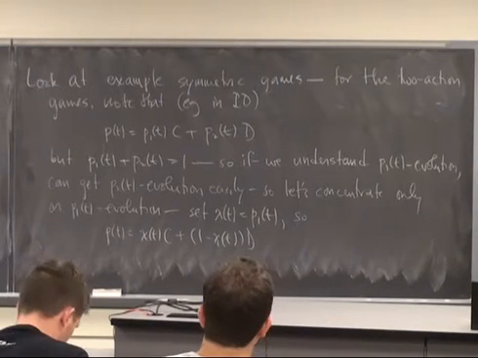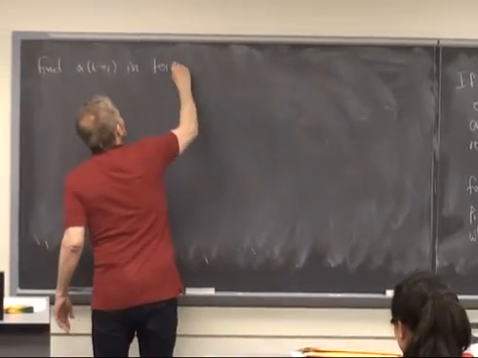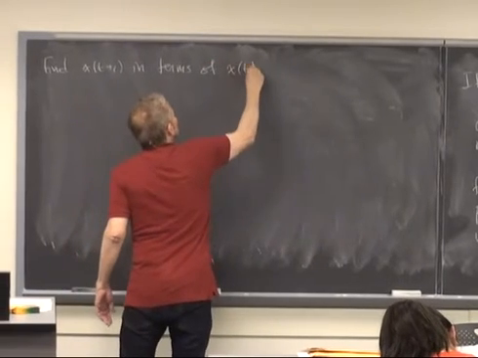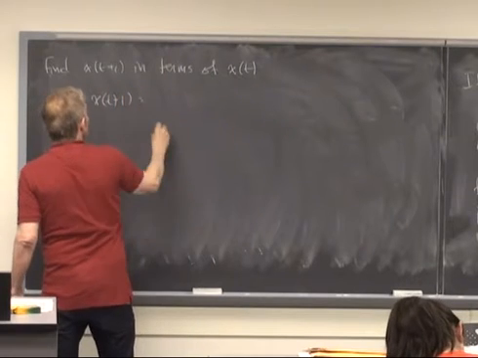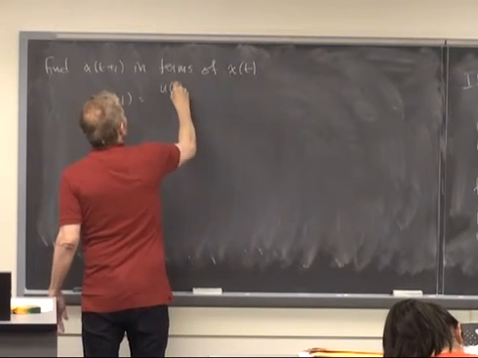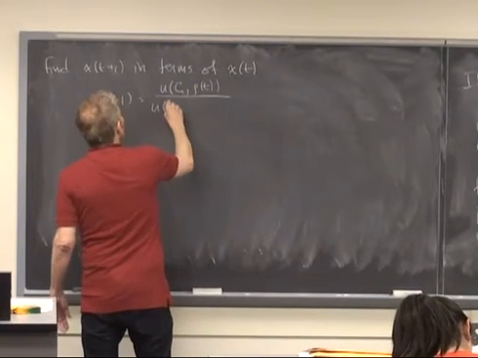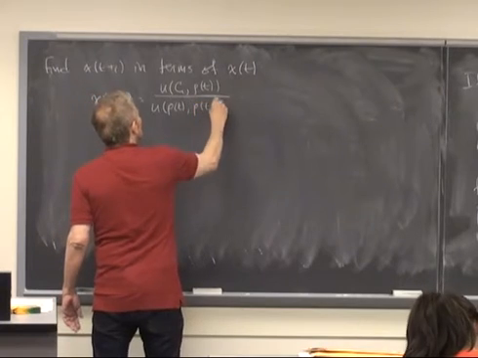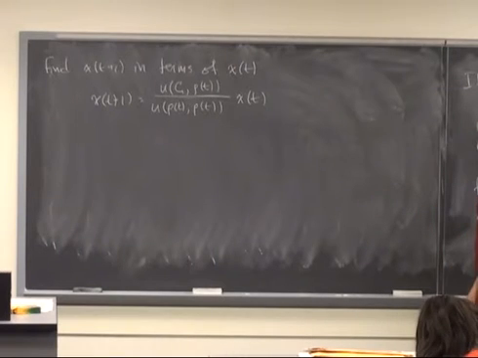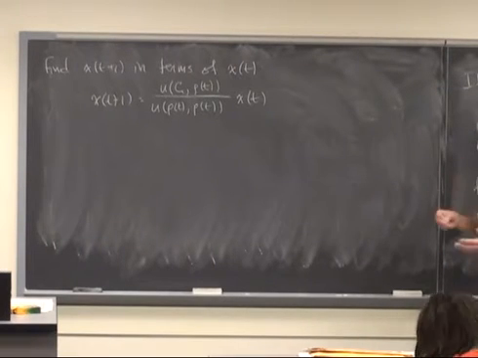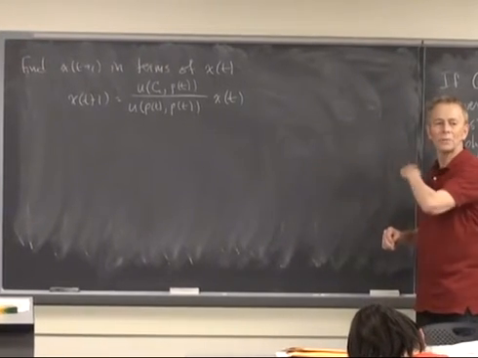So what is x of t plus 1 in terms of x of t? X of t plus 1 is equal to u of c against p of t divided by u of p of t against p of t times x of t. That's the replicator dynamics. And let's figure out what those things are. We're not going to move from equations to graphs, but I want you to see what the equations look like.